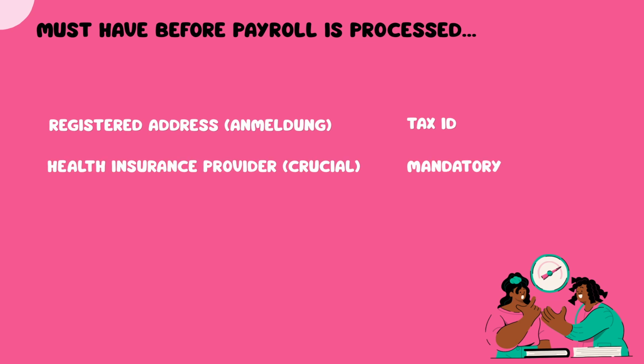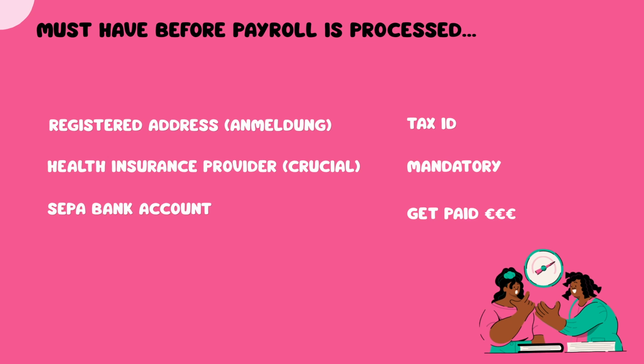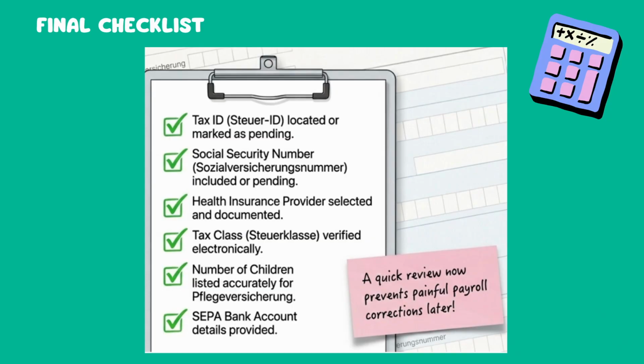2. Choose a health insurance provider. Health insurance is mandatory for employees in Germany. 3. Provide a SEPA-compatible bank account. Your employer needs your bank account details to pay your salary. Here is a final checklist you can refer to.